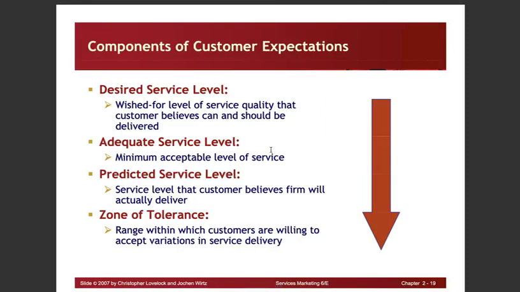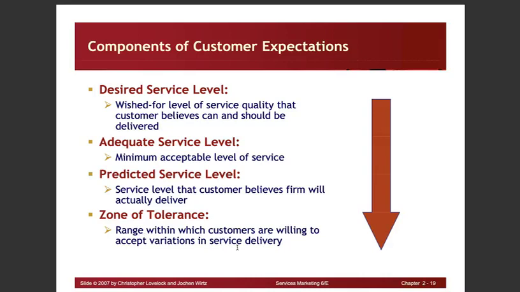So these are the explanations. The desired service level is a wish for the level of service quality that the customer believes can and should be delivered. The adequate service level is the minimum acceptable level of service. And we also have a predicted service level. This is the service level that the customer believes the firm will actually deliver. But most importantly, we call it the zone of tolerance. It is a range within which customers are willing to accept variation in service delivery.